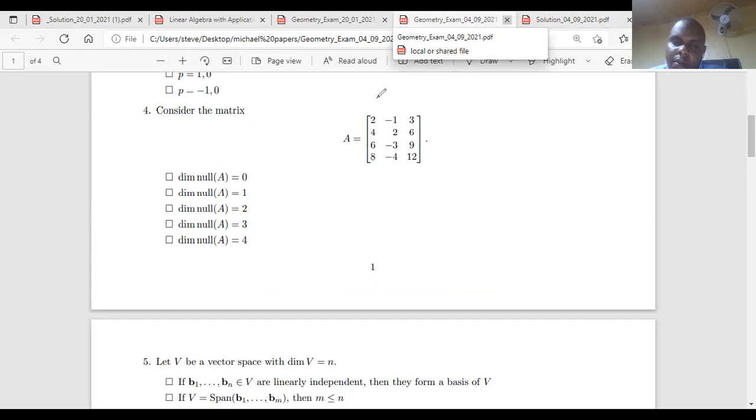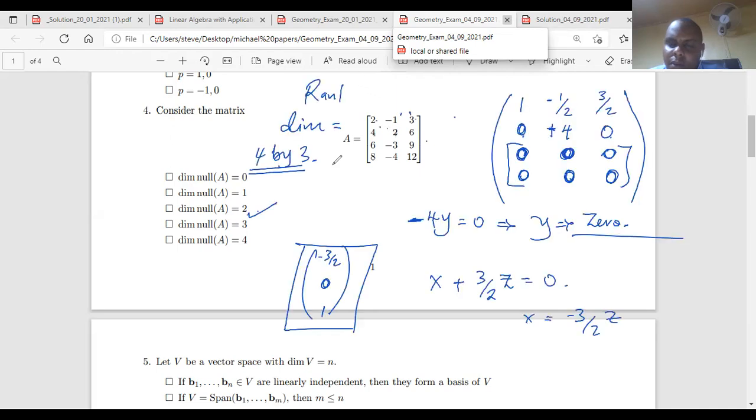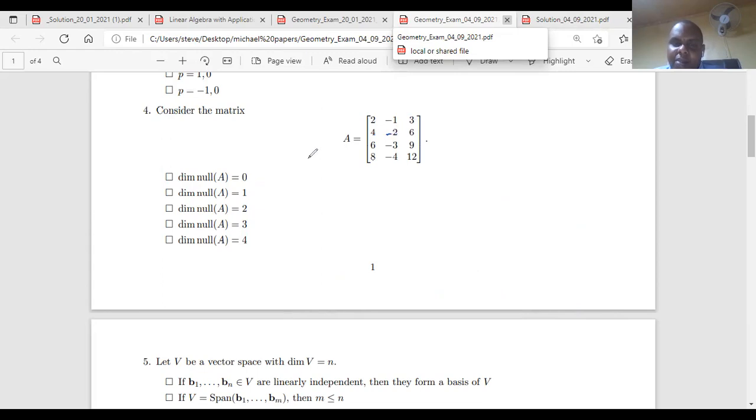Oh, there's a mistake. I saw the mistake. In the solution, we have the matrix equals 2, minus 1, 3; 4, minus 2, 6; 6, minus 3, 9; 8, minus 4, and 12. But in the question, the minus of the second row, of number 2, we can't see it. Yeah, there is a mistake. So there should be a minus there for the answer to work, right? Yes. Yeah.